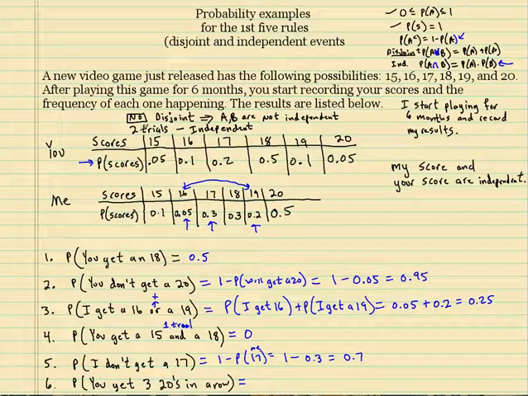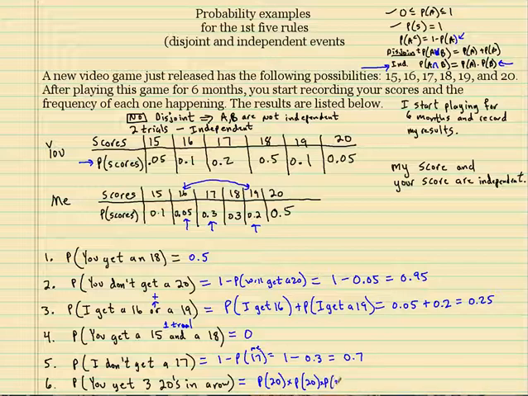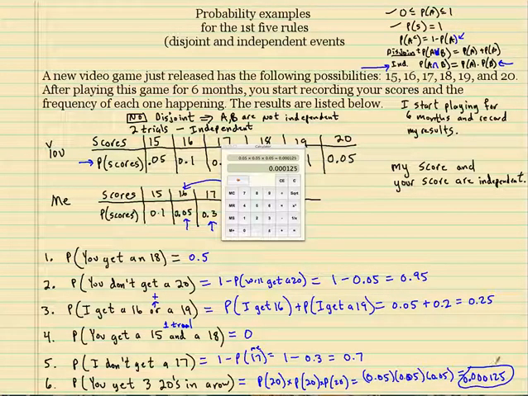Okay, what's the probability you get 3 20s in a row? Now I told you trials from trial to trial are independent. So getting a 20 on the first one doesn't change the fact that you'll get a 20 on the second one. So these are independent. So I use this rule. All 3 of them in a row would be the probability you get a 20 times the probability you get a 20 times the probability you get a 20. So it's going to be 0.05 times 0.05 times 0.05. That's the chance.